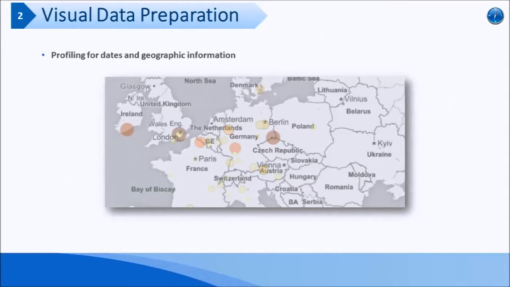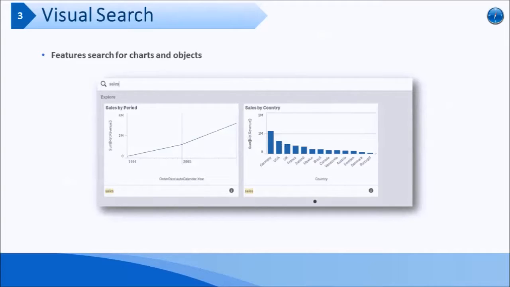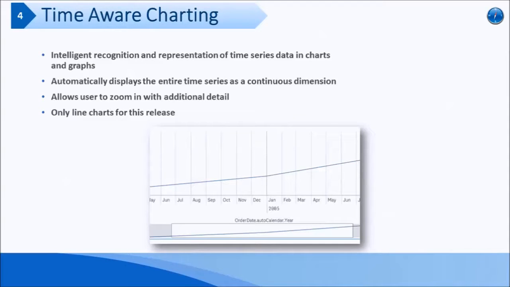There's our example for maps. And we've just had a look at the visual search capabilities that will allow us to see things like this. And that time aware, we can drill down on that once we get into it. Right now, it's only for line charts. Subsequent releases will allow it to happen for things like bar charts when there's a date field at the bottom.